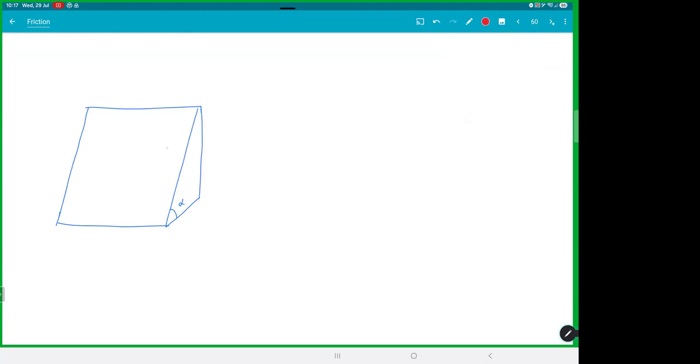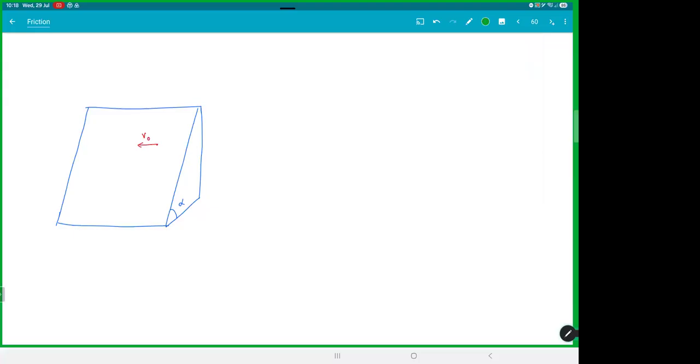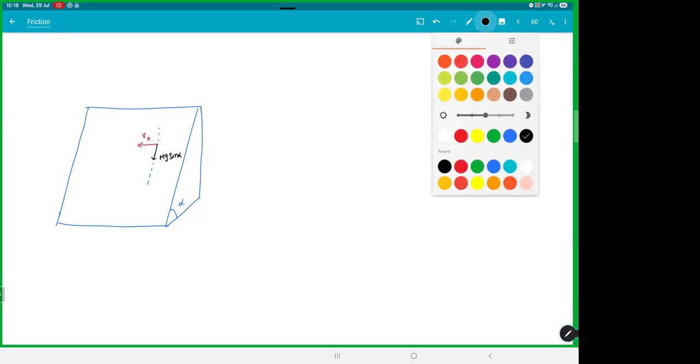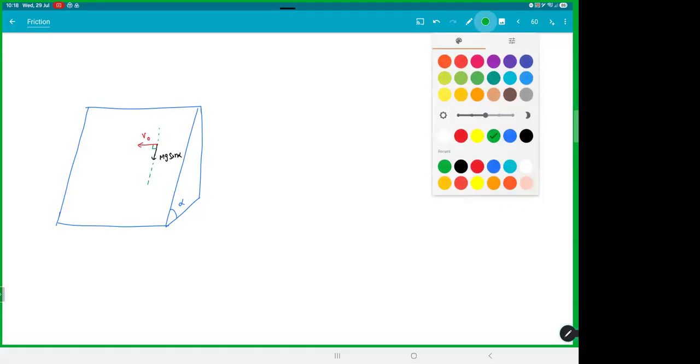Here we have the coin. You projected it this way with a velocity v naught, some velocity. And these are the forces there. Now, when you projected this, the one dragging you down is your mg component. This will be mg sine alpha. That is the force which is dragging you down. Initially, this angle was 90. You're projecting it at 90 degrees. And now what will happen?